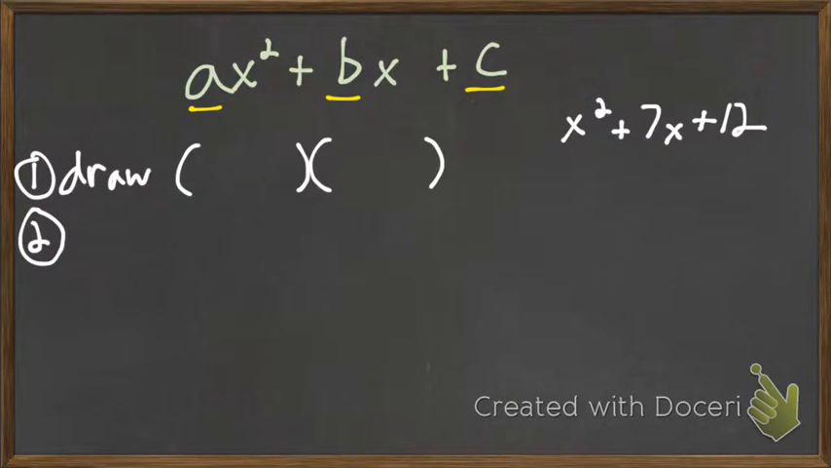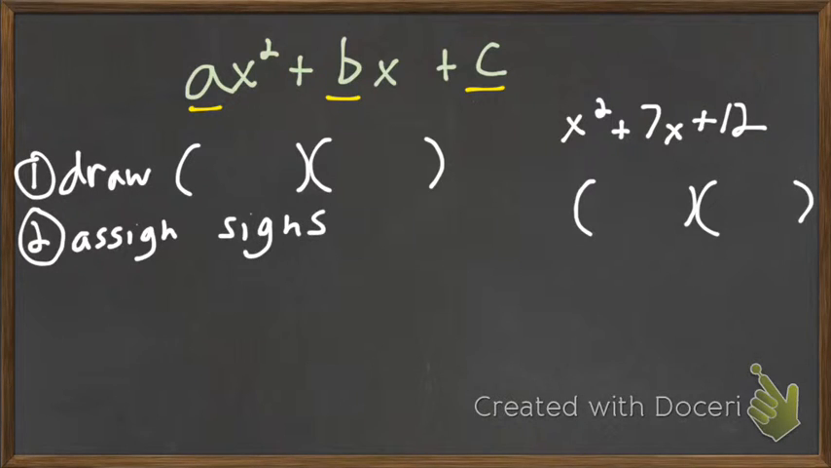Our second step is to assign signs. That's fun to say. Assign signs. This is where we're really going to need some notes. First thing you look at is the second sign in the problem. For our example here, it's a plus sign. Does everybody see that?